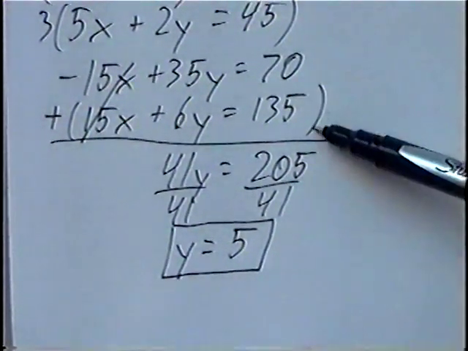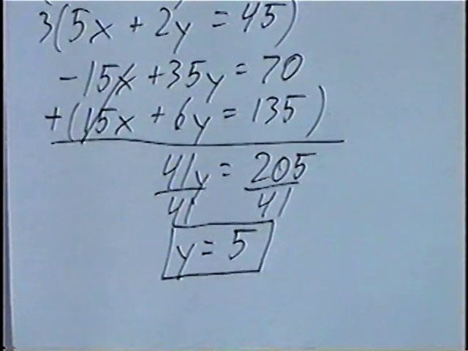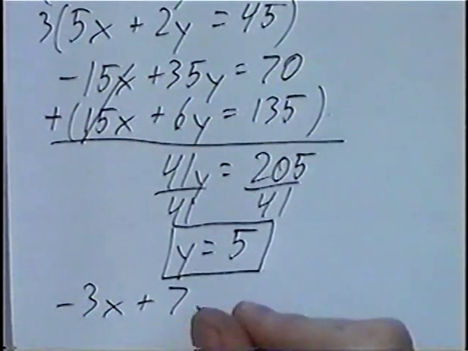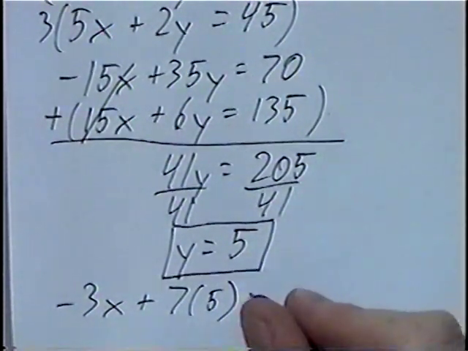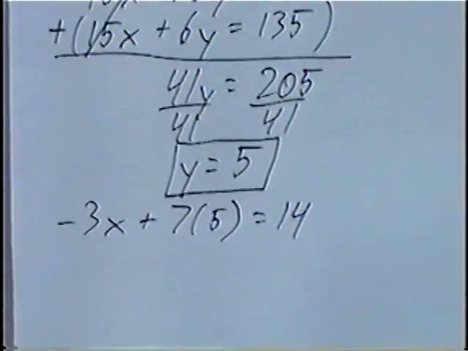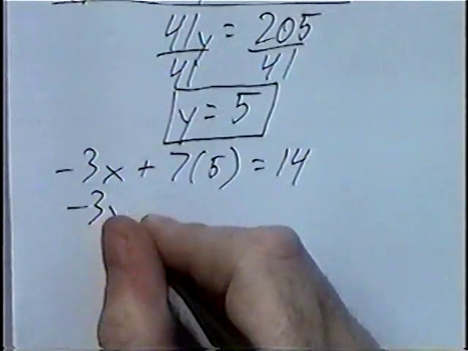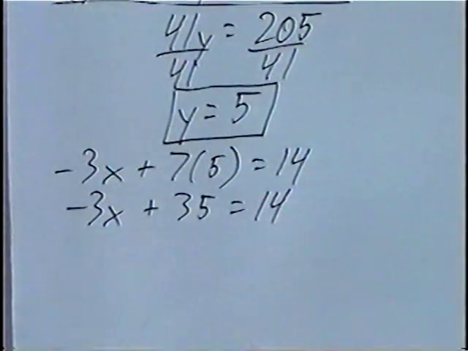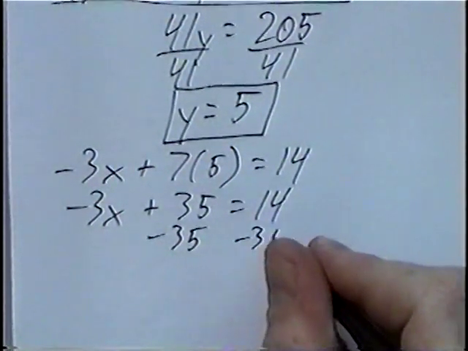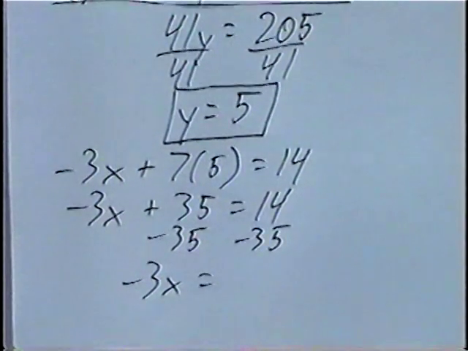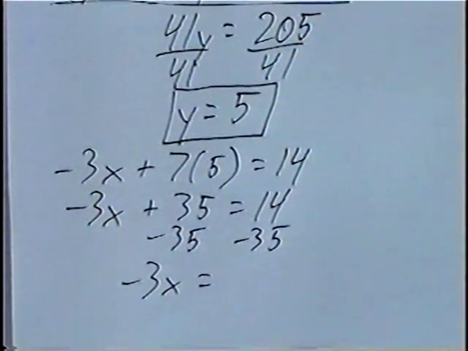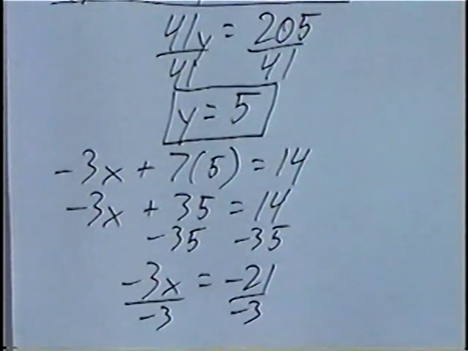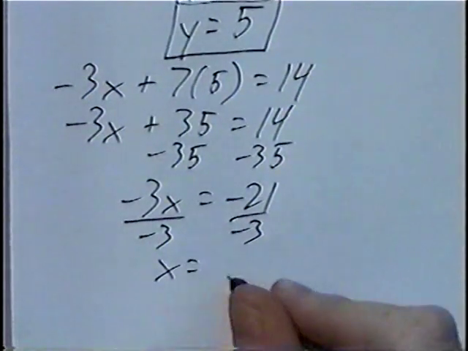You can also use the equations that we multiplied by. If we use the very first equation, negative 3x plus 7y, but we'll substitute a 5 in for the y, equals 14. Simplifying, we have negative 3x plus 35 equals 14. Subtracting 35 on both sides, negative 3x equals negative 21 divided by negative 3, and x equals 7.